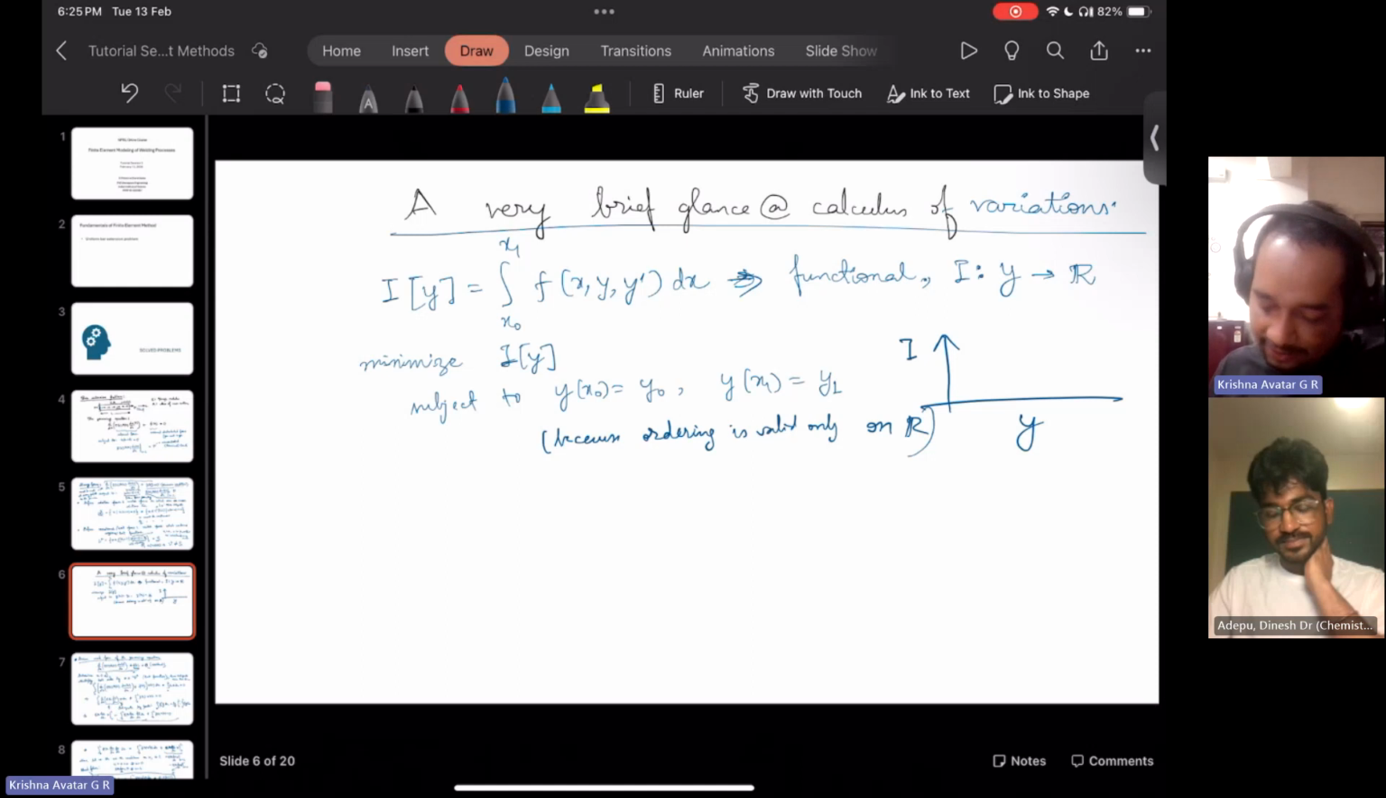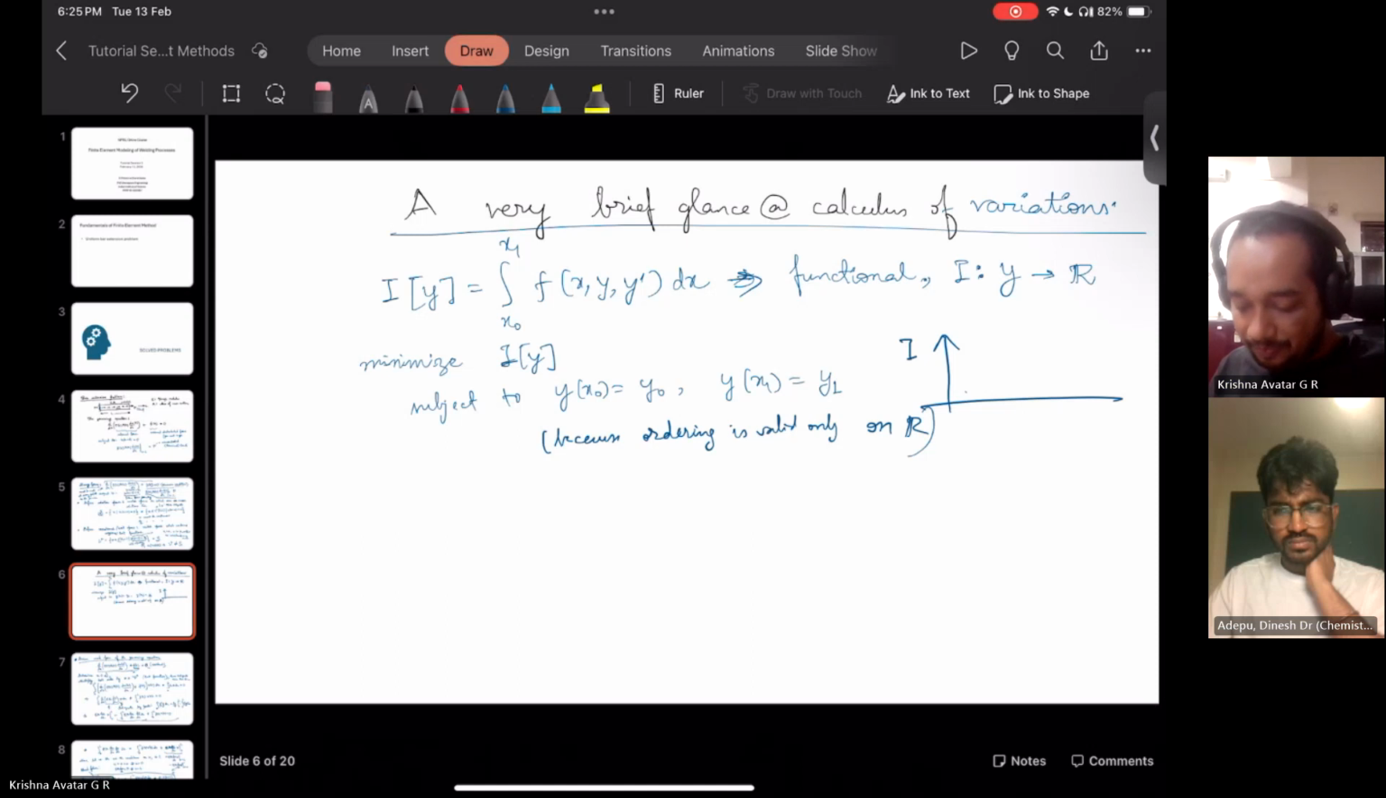Which means we cannot do this. Had it been a single variable, a single real number, then we could have plotted something and said, okay, these are minimum, or just substituted. So which means that this is not our approach.